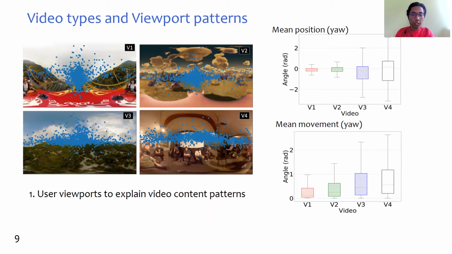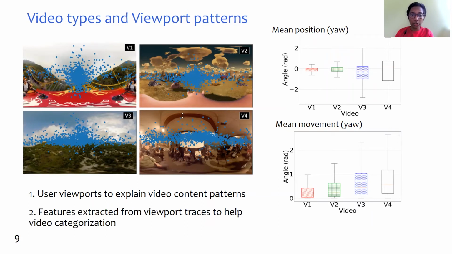Next, the box plots denote the distribution of 2 features extracted from the viewports: mean positions and mean movement in the yaw axis. More centered positioning and lesser movement is observed for the first two videos in comparison to the last two. These results suggest that carefully extracted features from viewport traces can lead to a meaningful video categorization.